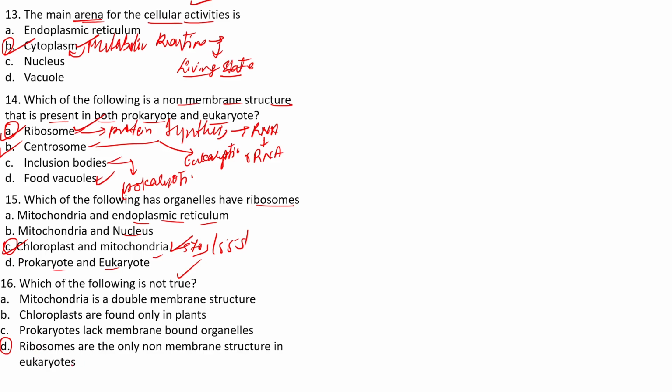This is not a true statement, because apart from ribosomes, you also find centrosomes in the eukaryotes, which are also non-membranous structures, and which mainly help the cell with cell division, right? Let's remember this important point. So the right answer we are having is D. Yeah, moving on.